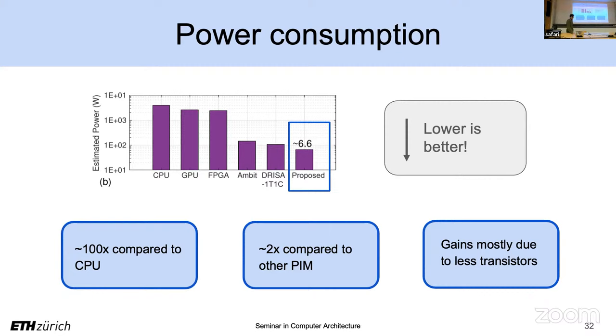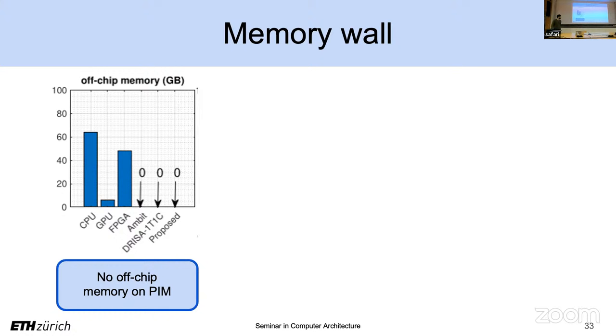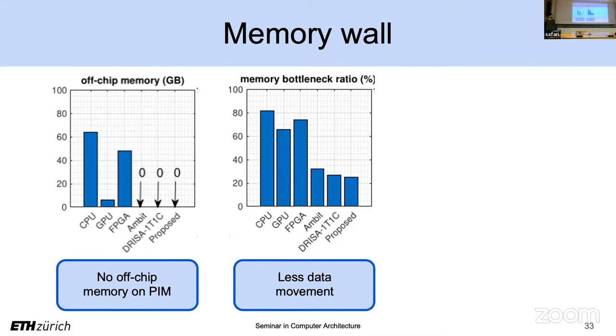A few comments on the memory wall, because that's why we used PIM in the first place. So you see the PIM architectures don't have off-chip memory, which is kind of a trivial result because the chip is the memory. So yes, you don't have to move data around. That's basically what it's saying. Then the memory bottleneck ratio, that's a measure for how much you wait for the data. And here you see also an improvement because of less data movement.